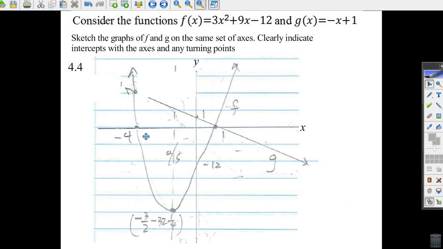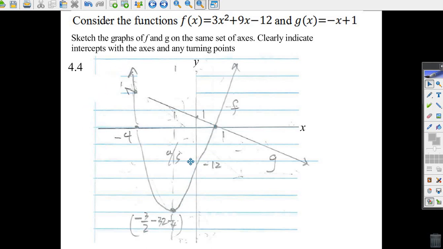So x is 1, y is minus 4. We know that if we have x is 0, y is minus 12. So minus 12 must be right there. And way down here at minus 32, it doesn't have to be exact, and it's a bit out of proportion. This is a happy parabola. So I draw one that goes through here, hits the turning point, goes to minus 12 and 1.